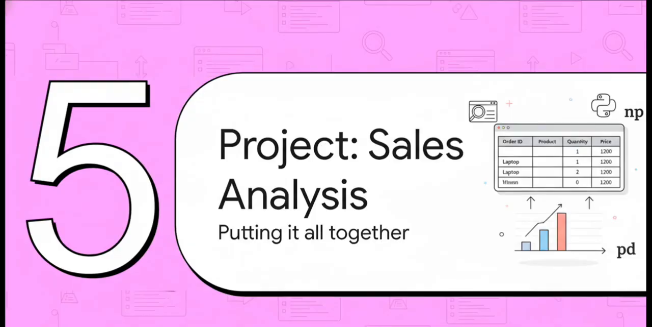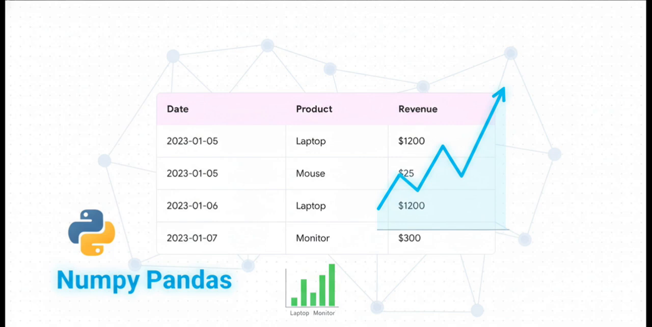Okay, theory is one thing, but let's get our hands dirty and see how this all works in the real world. We're going to use everything we just covered to do a quick analysis of a sample sales dataset. So here's what we're working with. It's pretty straightforward. Each row is a single sale, and we've got the date, the product name, and how much money it brought in. Nice and simple. Perfect for what we need to do.